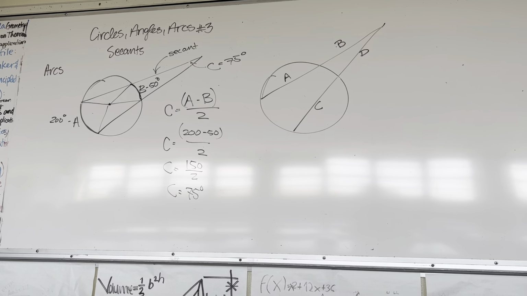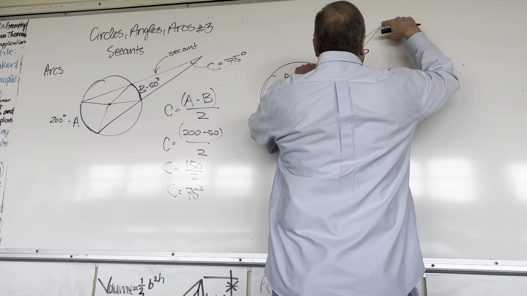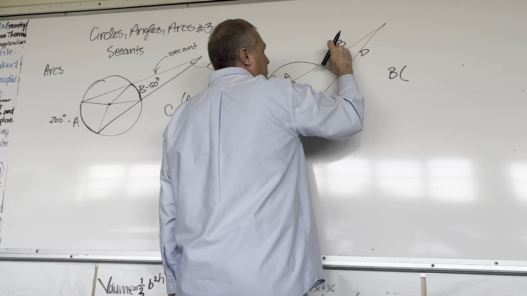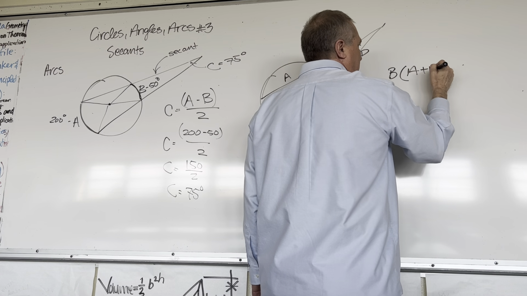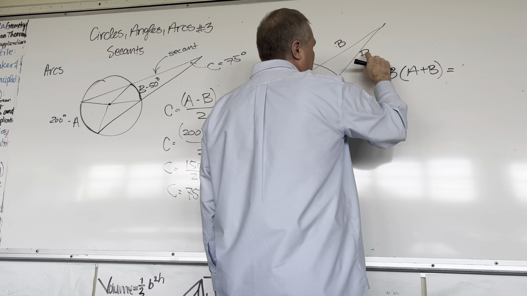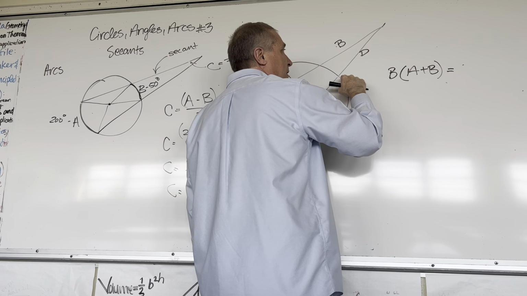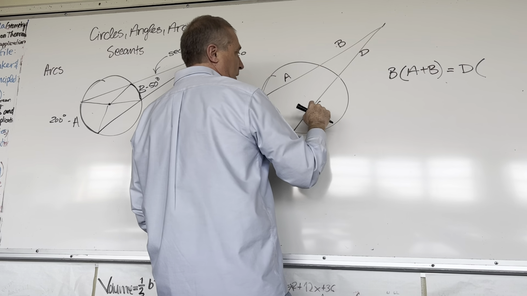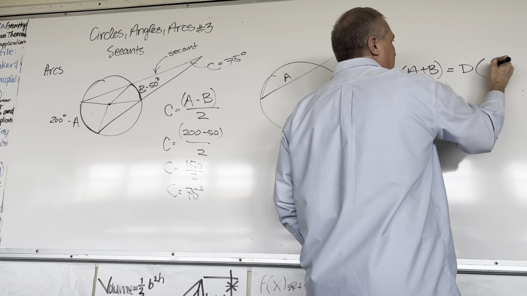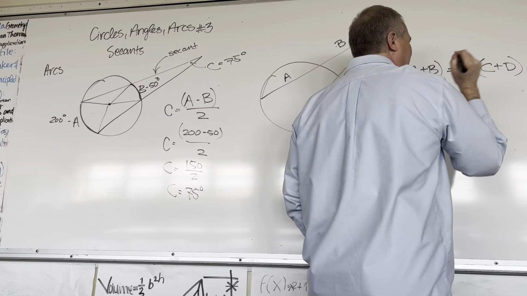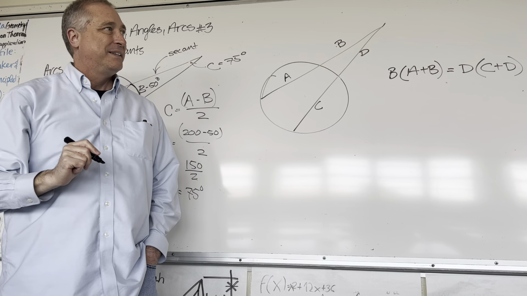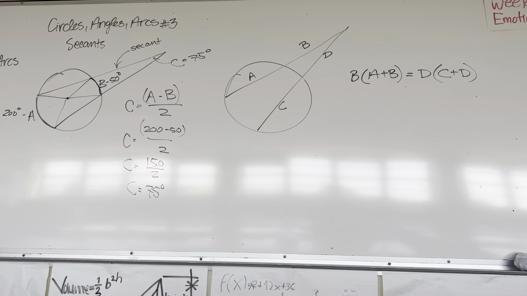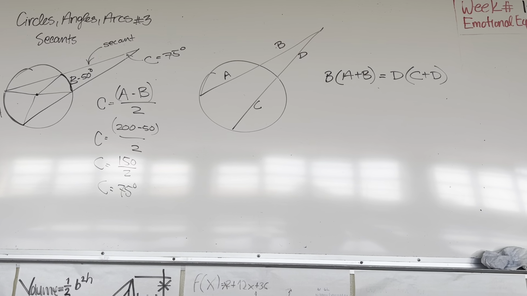Again, I'm going to write it like I did. The outside component or segment, B, times the whole length, A plus B, is equal to the outside segment of the other secant, D, times its total length, C plus D. Okay, kind of fun. And then let's plug in an example from the notes.